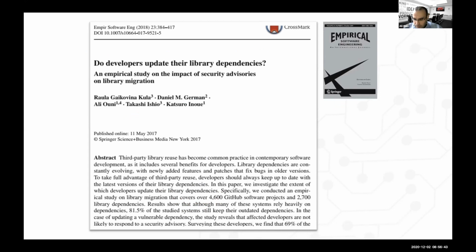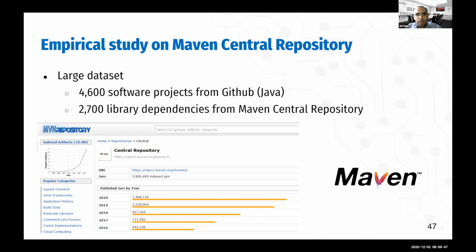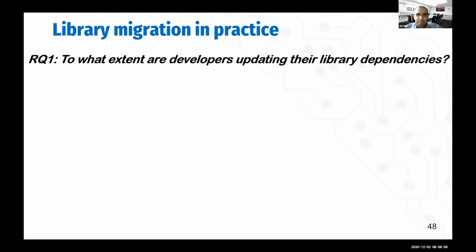This paper was published in 2018, but recalls an interesting study. We covered over 4,000 software projects that are mined from GitHub that reuse 2,700 libraries, and we attempted to check several aspects. So the first part that we wanted to assess is to what extent are developers updating their library dependencies? So is this a practice actually? Are developers willing to frequently update their dependencies or not?